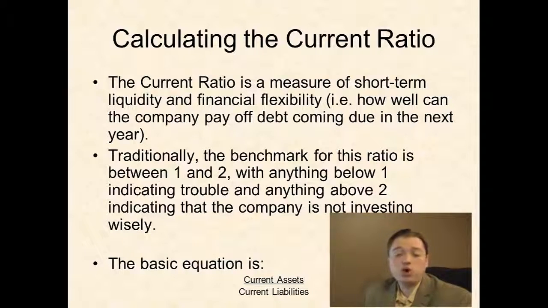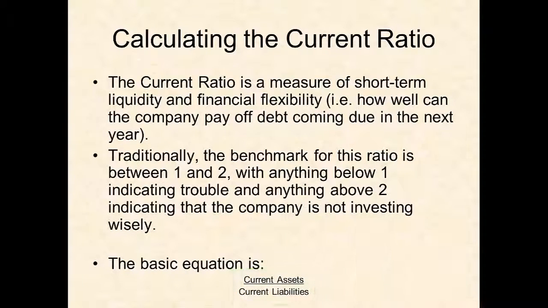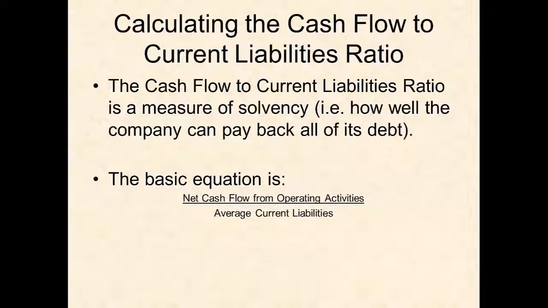Walmart's current ratio has been well below 1 for a long time, but they're Walmart and they churn through stuff so fast, they've always got plenty of cash. So it depends on the business and its competitors. So it's something to look at. Basic equation: we take current assets and we divide by current liabilities, and that's it. Pretty straightforward.